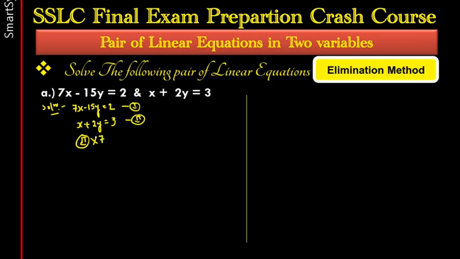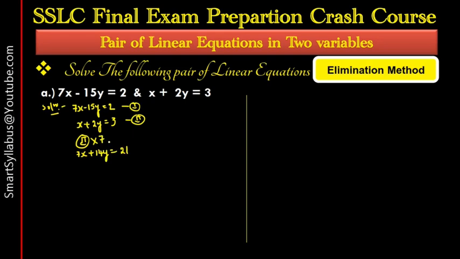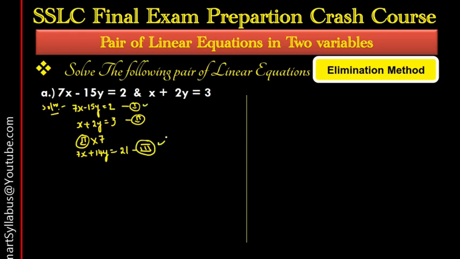What we get now is 7 into x, 7x, plus 7 into 2y, 14y, equal to 7 into 3, 21. It means you have to multiply by 7 for all three terms, not only the x coefficient. We call this equation 3. This is the newest equation, and we have to deal with this and equation 1.